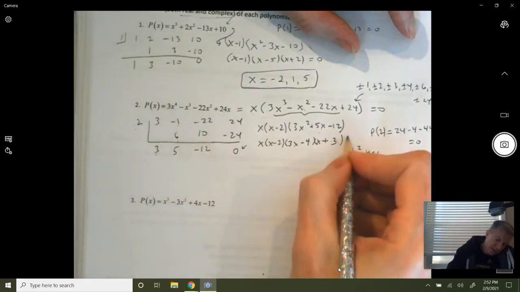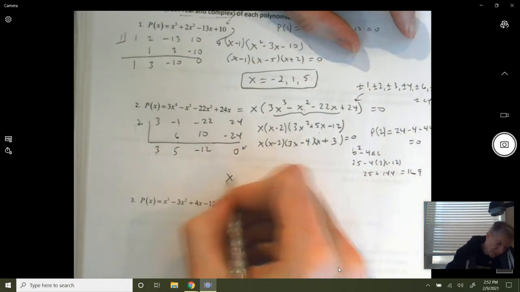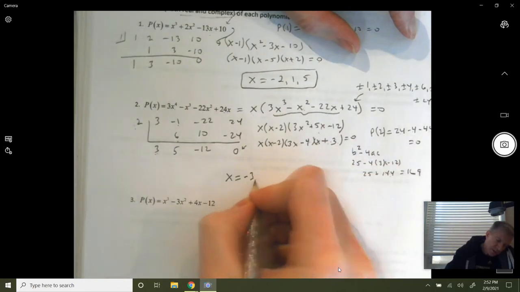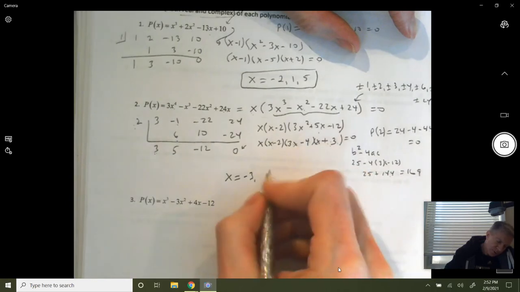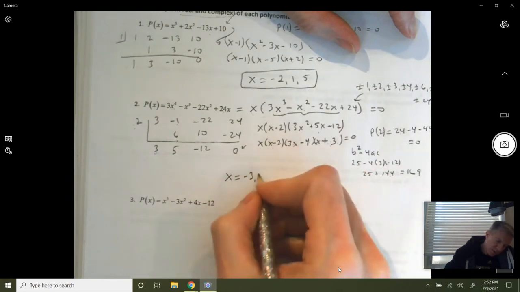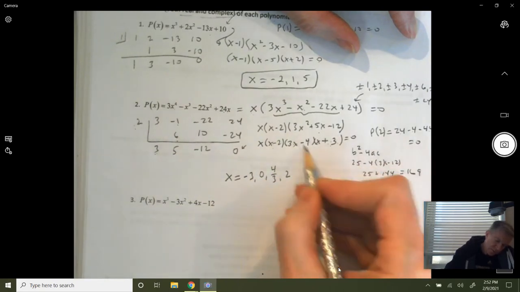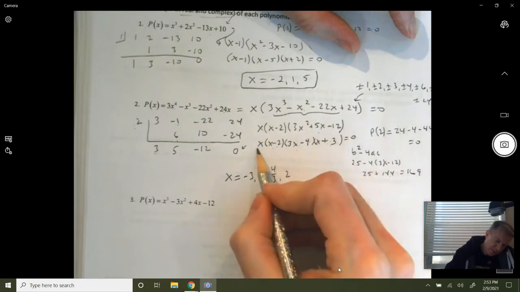Okay, setting that equal to 0, we can get our roots. So x equals negative 3, 4/3. Well, let's do an order: negative 3, 0, 4/3, and 2. That's 4/3, right? 4/3, that's a 2, that's a 0, and that's a negative 3.